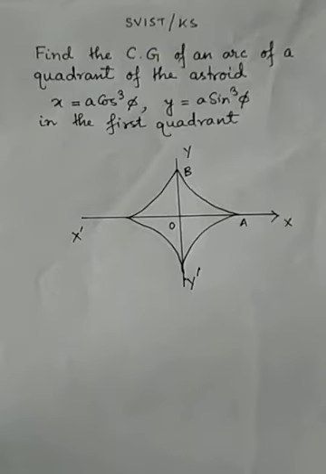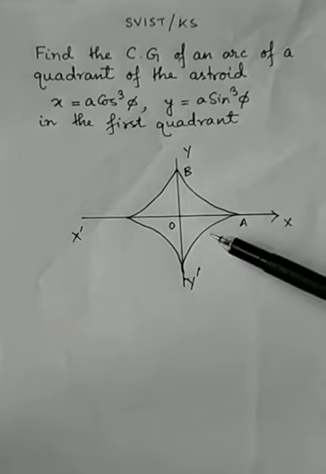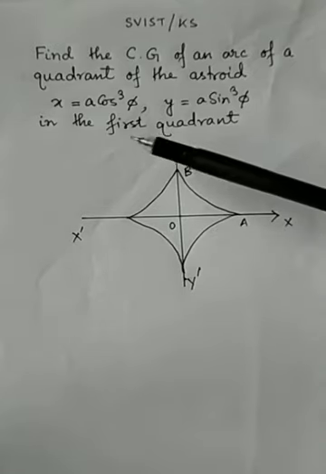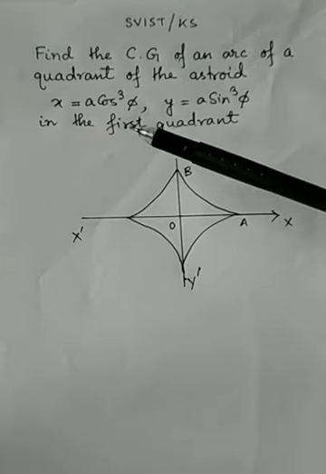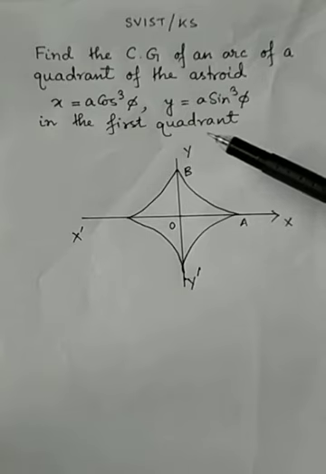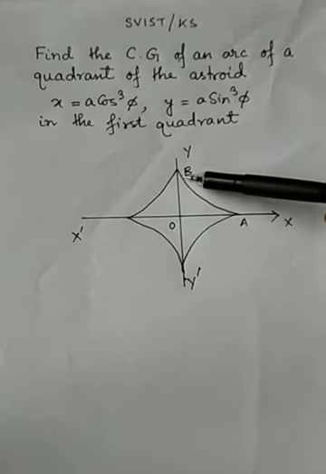Dear students, here is a problem of center of gravity. We are going to find the CG of an arc of a quadrant of the asteroid x equals a cos cube phi, y equals a sin cube phi in the first quadrant. So look, this is the figure of the asteroid as you know. Now in the question it is given that you have to find the CG of an arc in the first quadrant. So let us draw only the first quadrant, or in this figure you see this is the first quadrant.